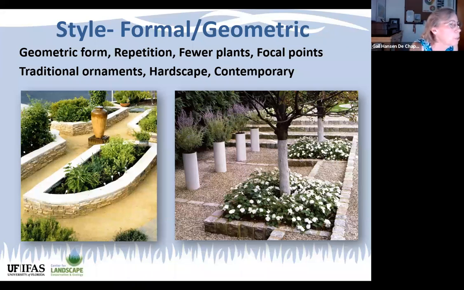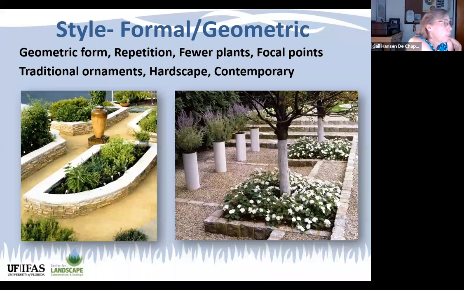So here's your more formal geometric style theme. You have geometric forms, obviously those squares, those circles, and so forth. You have repetition. That's really important in that formal design. Elements are repeated. There are probably fewer plants than you might think you would have in a naturalistic garden. They're used more strategically. They might be used as focal points or as part of that repetition. You usually have a very strong focal point in a more formal garden.